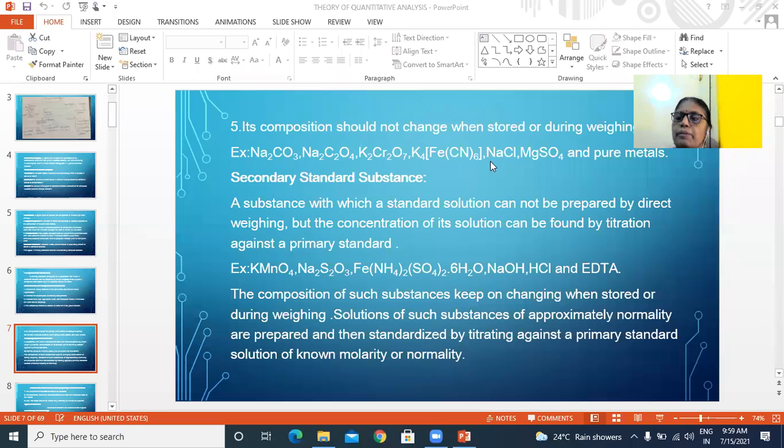So what are the main properties of a primary standard which we can use? We know that we have to prepare the solution using a primary standard substance, and its concentration we have to find out accurately. Once we prepare the primary standard solution, using that solution we have to find out the concentration of another substance used in the titrometric analysis. Some substances, instead of a primary standard substance, we can use as a secondary. That means in the absence of a primary substance, we can use a secondary.